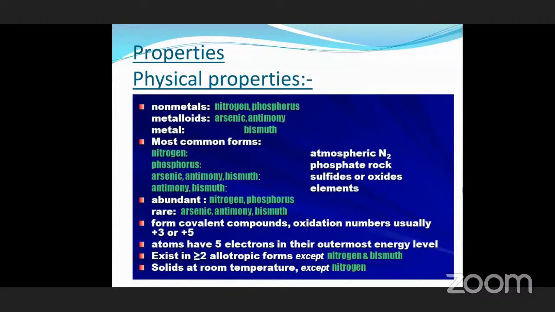Then next point, they exist in greater than or equal to 2 allotropic forms. Actually, these group elements show 2 allotropic forms except nitrogen and bismuth. This is an important one. This question is asked at the competitive level. Then solids at room temperature except nitrogen. That means at room temperature, all these elements are in solid state except nitrogen. Nitrogen is present in the gaseous state. So this is about some important physical properties.